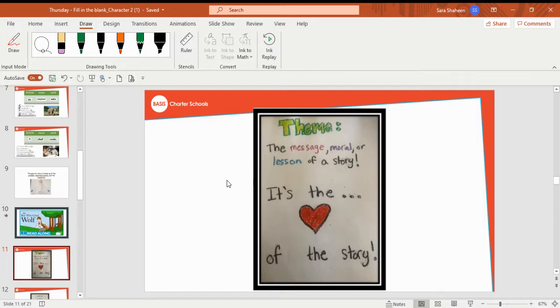We said the theme is the message, moral, or lesson of a story. It's the heart of the story. It's what you take away from it. After you read a story, it's that feeling that you're left with and you say, this is what I thought. This is really what I'm struck with. This is what I remember about the story.